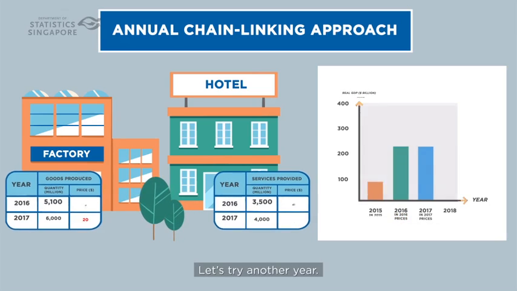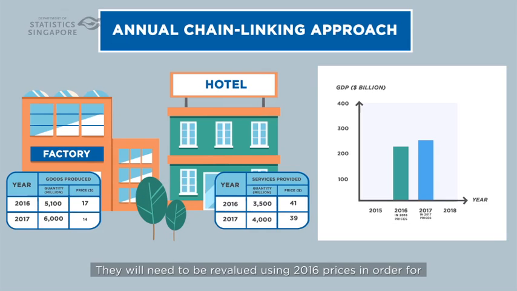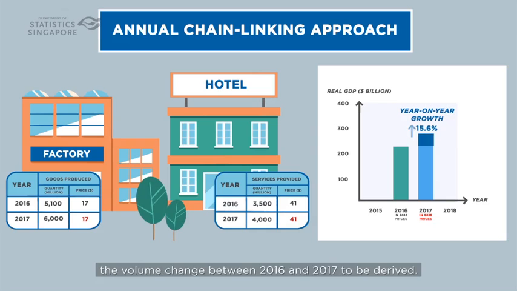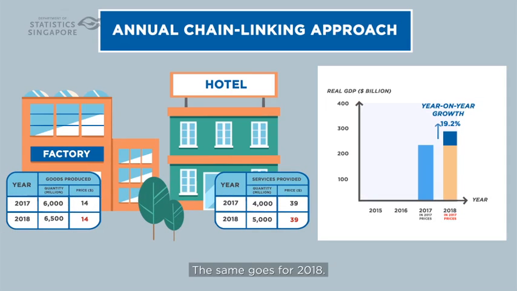Let's try another year. In 2017, $240 billion worth of goods and services were produced. They will need to be revalued using 2016 prices in order for the volume change between 2016 and 2017 to be derived. The same goes for 2018.